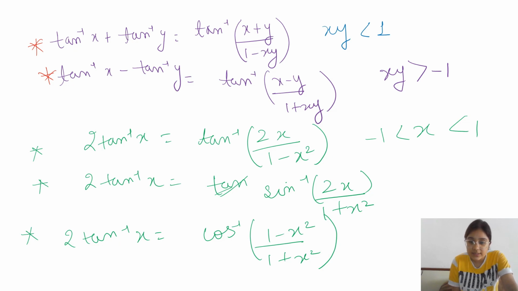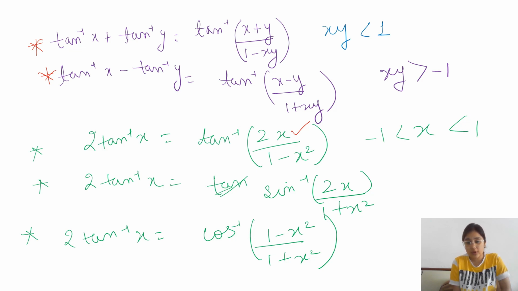So the step is that you have to just learn this part. For 2 tan inverse x, you will learn this part: 2x upon 1 plus x square, and 1 minus x square. Then for sine, you will just change the sign of this. For tan it is minus, so you will put the plus sign.